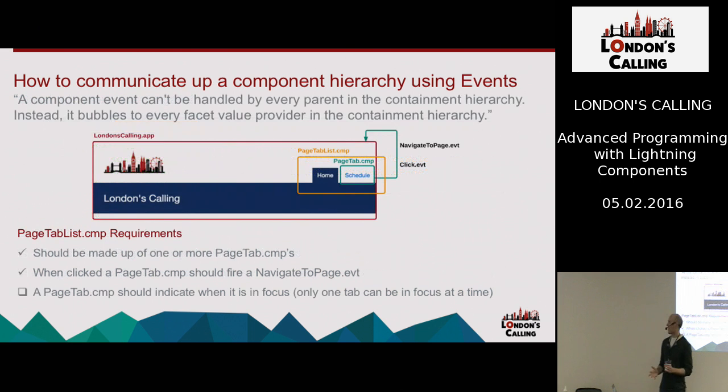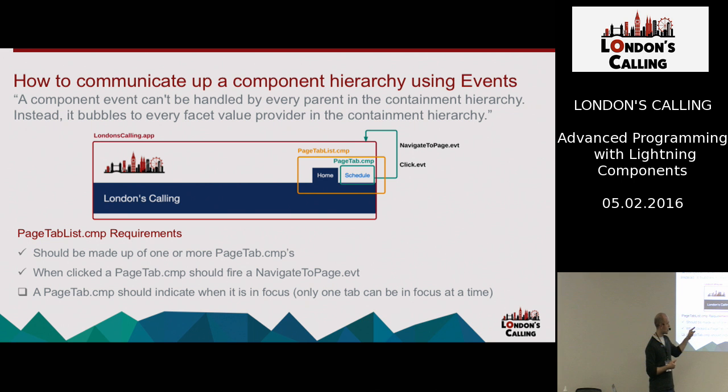So why can't I use facets here? What's the problem that I encounter? There's a line that you might have read in the developer guide that, when I first read it, probably didn't make a lot of sense to me. It's essentially saying that component events bubble up through the containment hierarchy. As I said, that didn't make much sense to me, so I'm going to explain it here. If I had used facets, I would have defined the page tab list and the page tab all within the context of the London's Calling app. It's all in one block of code, and that's what it means by containment hierarchy.